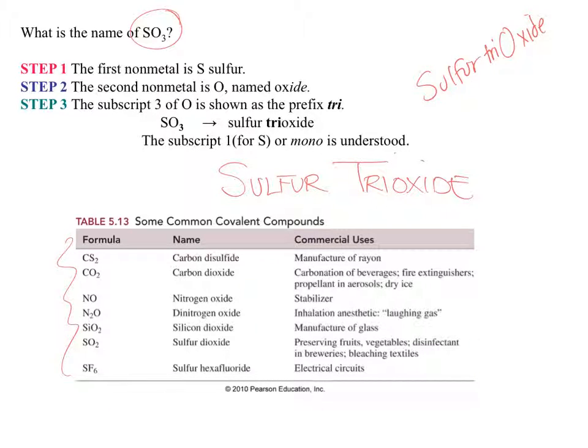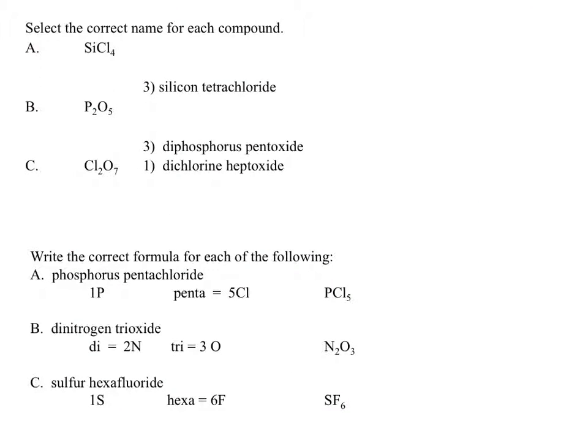Here's a table with several more examples, and again you'll see that mono tends to be omitted when quantity is 1. And then just some interesting tidbits of information there, commercial uses of these different substances. Okay, here's some practice for you. I want you to hit the pause button, work these out, and then come back and check your answers and hit play. We're going to name these. Forget these options here.